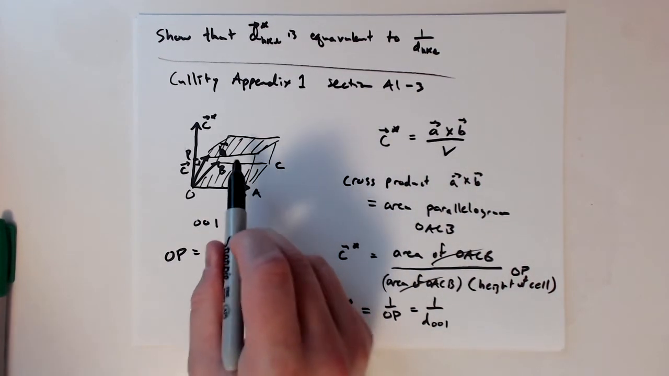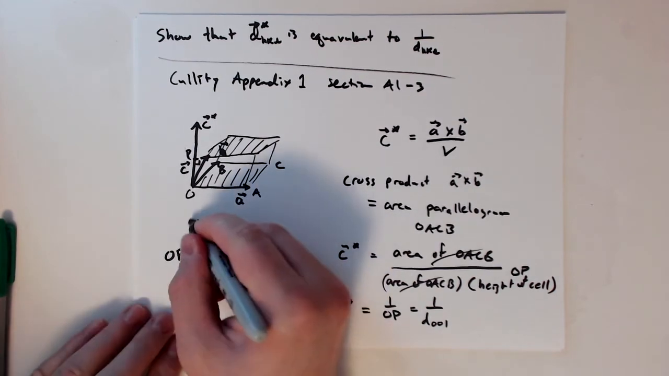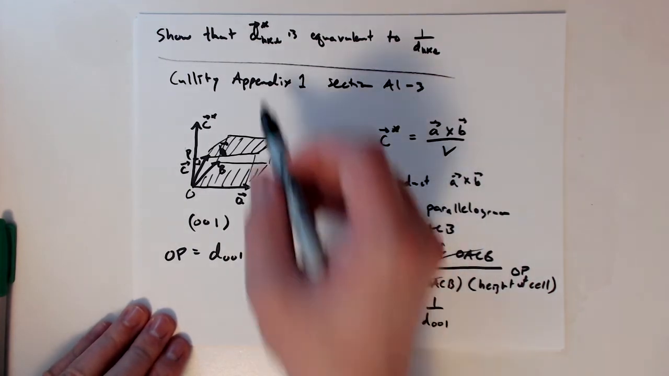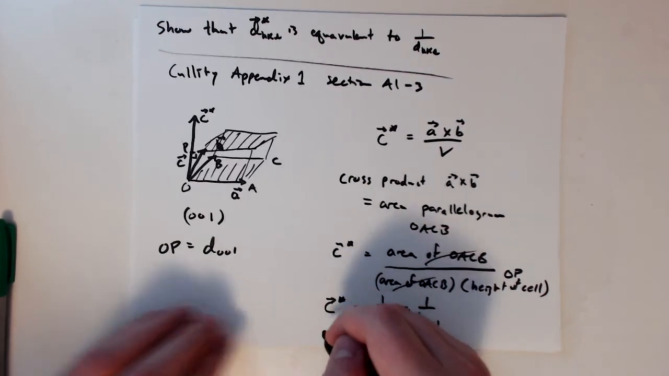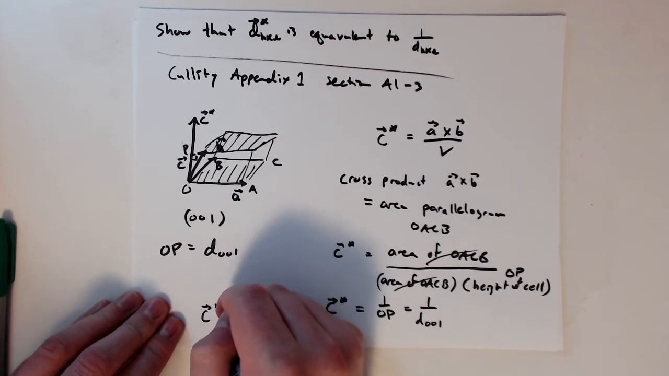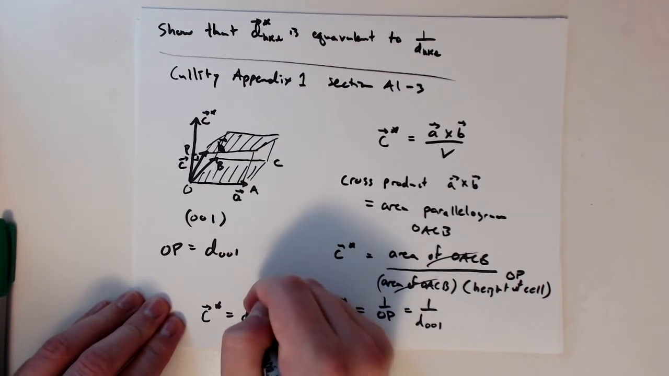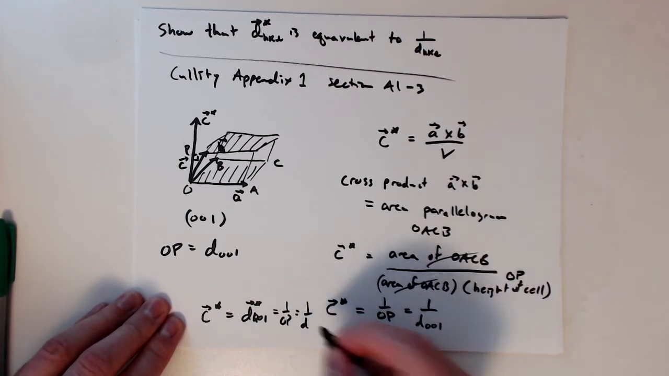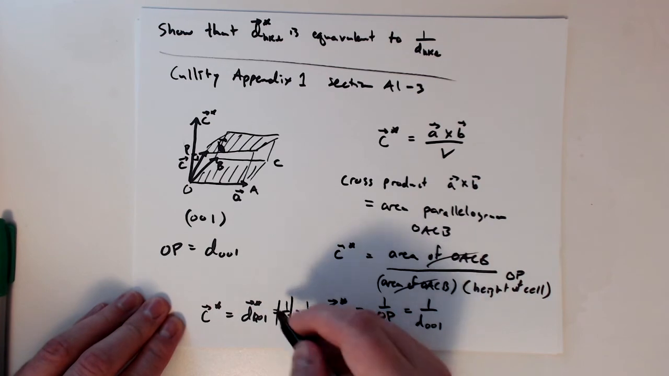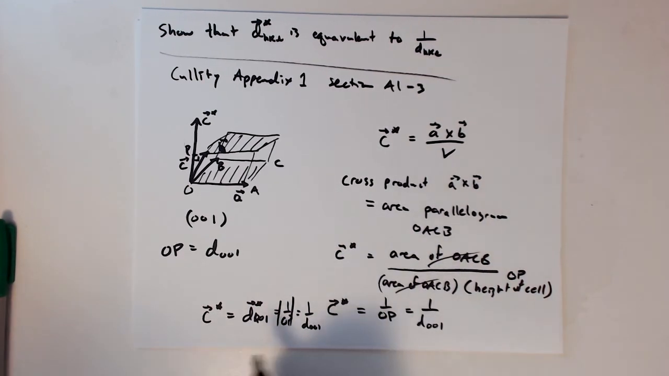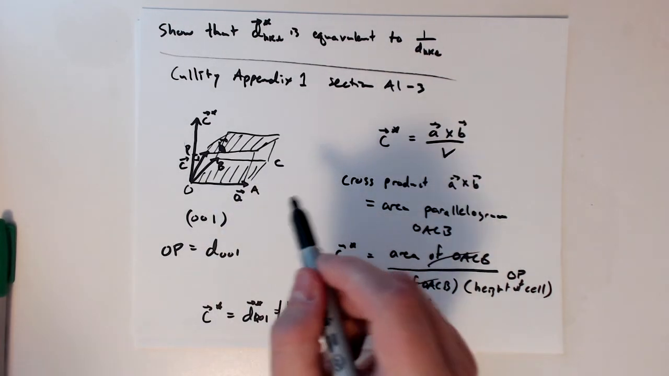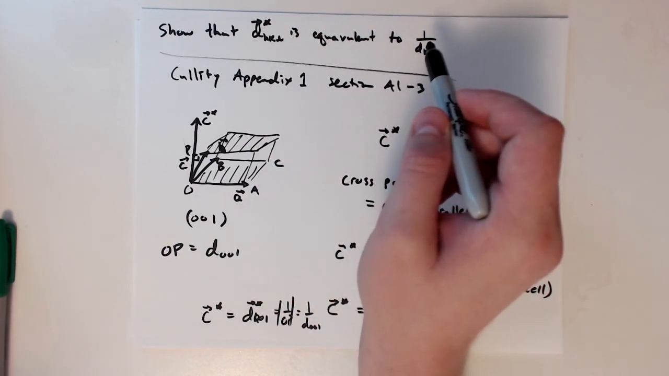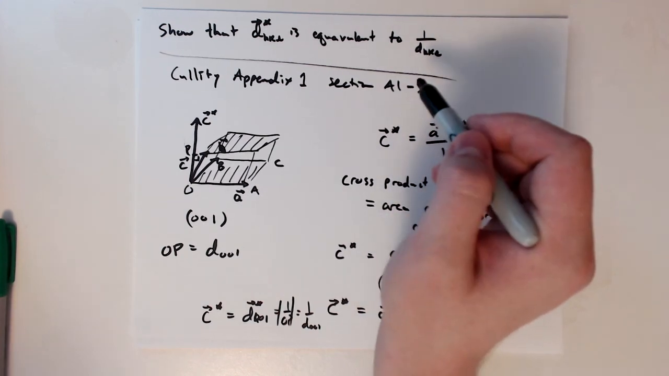So I just tried to show you with the geometry of a simple cell, and particularly for the 0, 0, 1 set of planes, that we can get the c*, which is the same thing as d*. So in this case, the c* vector is the same thing as the d*001 vector. And so that's equal to 1 over OP, which is also 1 over d001, the length of it. So I just wanted to show you with a simple geometric arrangement that, yes, in fact, the star vector is equivalent to the length of the reciprocal of the interplanar spacing in real space.